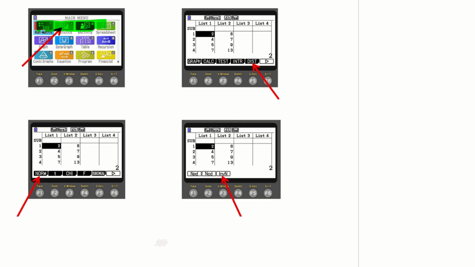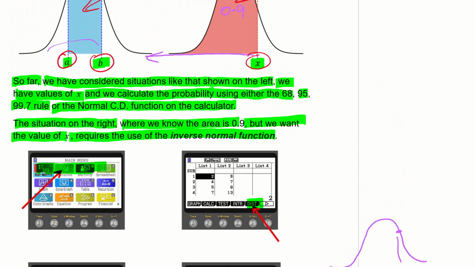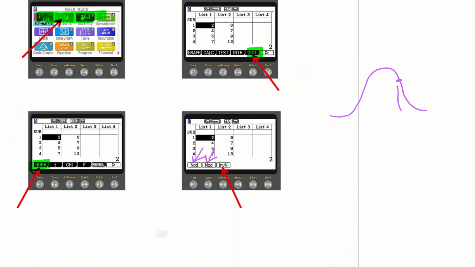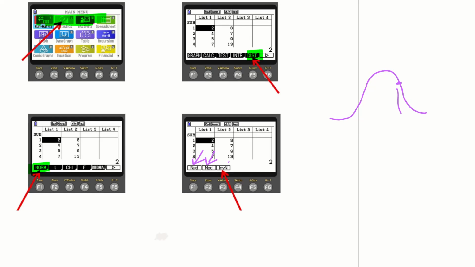So we're going to select statistics again. We're going to select distribution, and we're going to select normal. Notice we talked about these before. The normal PD just gives you the height of the curve at any value you put in. I can't think of any reason you're going to need to know that. The normal CD we've been using gives us the area between two values like this. And then the inverse normal, the one we're going to talk about now, is just there.